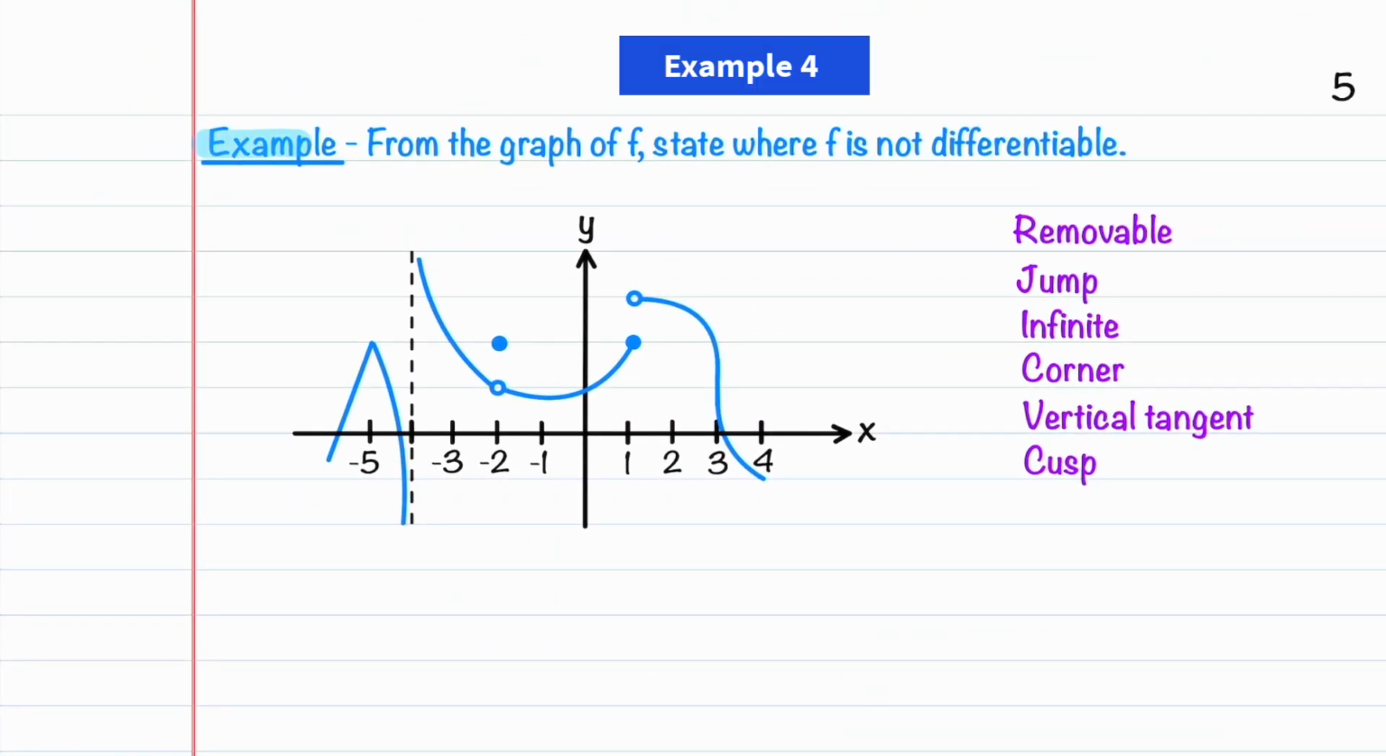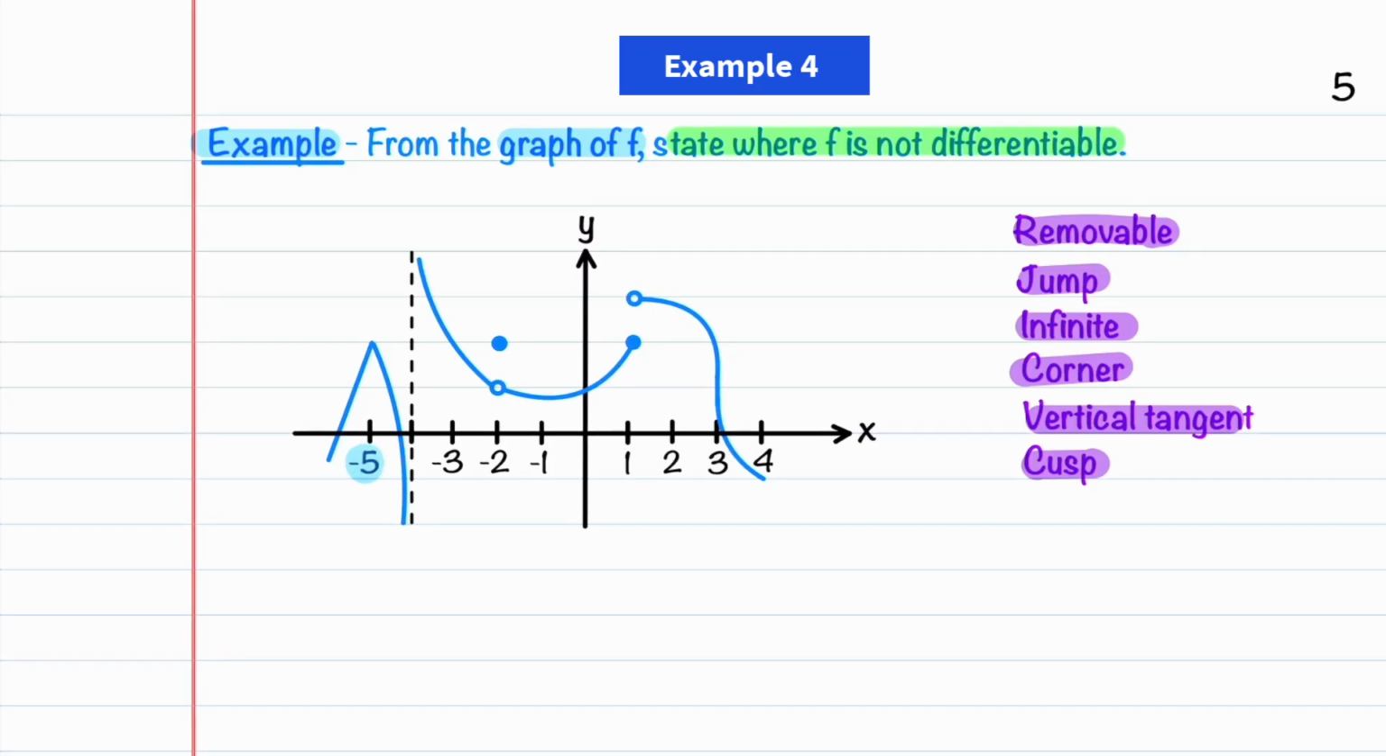Let's now look at an example where we are given the graph of a function f, and we want to state where the function f is not differentiable. Over here on the right, just as a reminder, I wrote down that a function will not be differentiable if it has a removable, jump, or infinite discontinuity, or if the function has a corner, a vertical tangent, or a cusp. Let's start looking at our x values as we go from left to right.